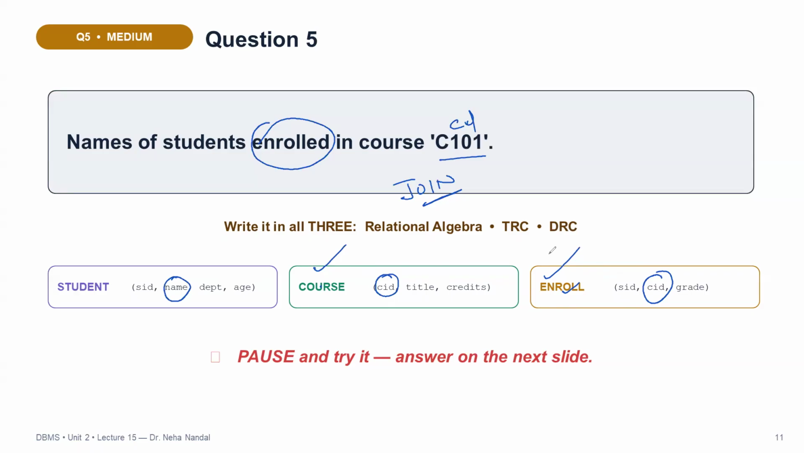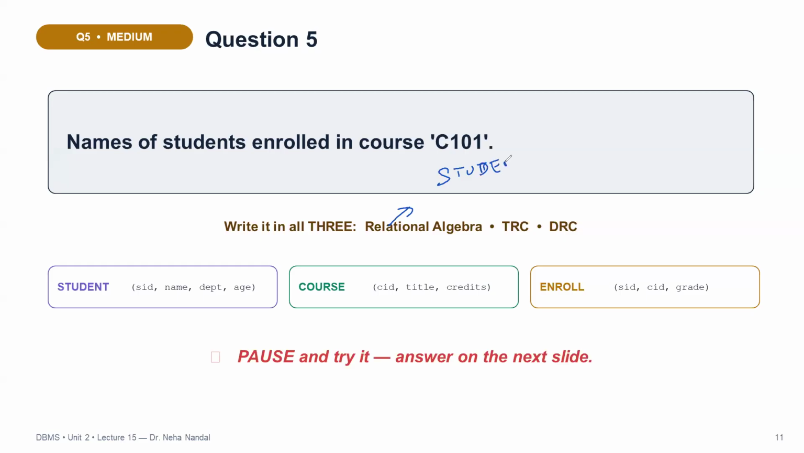So let's see how you will perform this join. One thing is clear: you are performing the join on which two tables? Student and enroll. Let me clean it and write it for you in relational algebra first. In relational algebra, first we are performing student join enroll, between these two tables. Now there is one condition also. We want to just project the names.